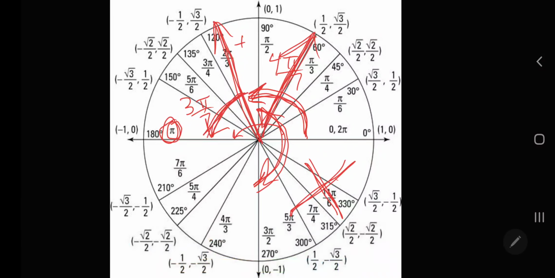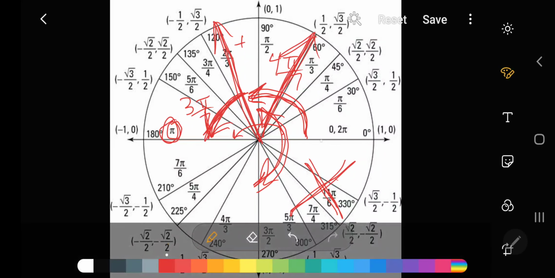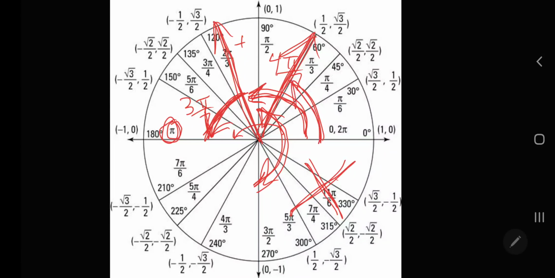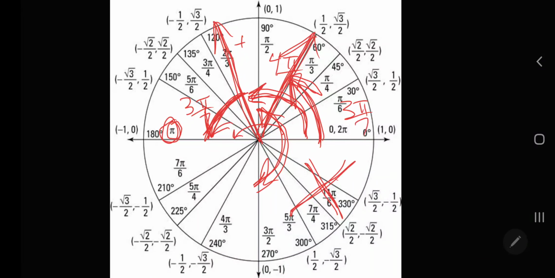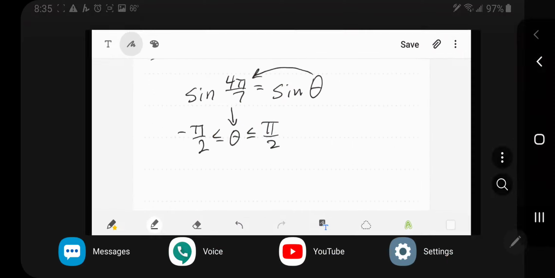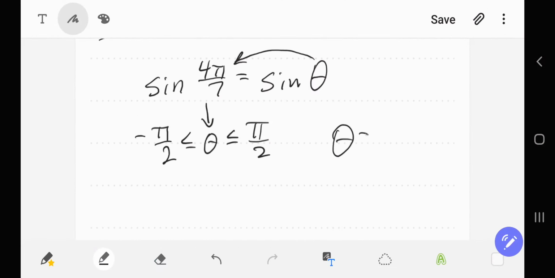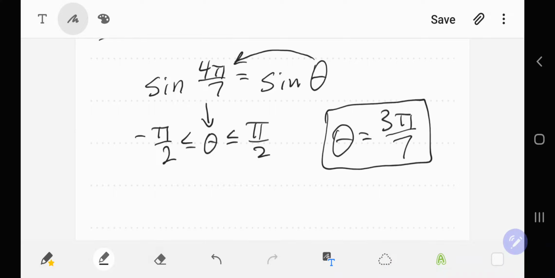And if this much here is 3 pi over 7, then this is going to have to be symmetric. And so this is also going to have to be 3 pi over 7. And so that gives us the answer: theta has to be 3 pi over 7, because it's going to give us an equivalent value to sine of 4 pi over 7.